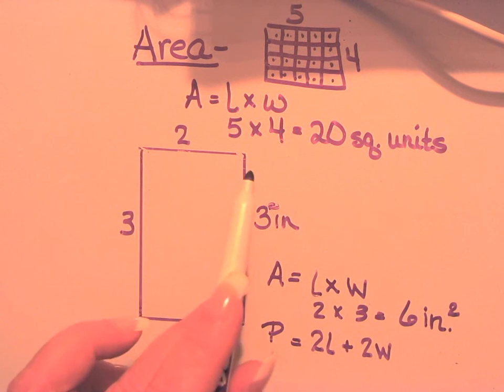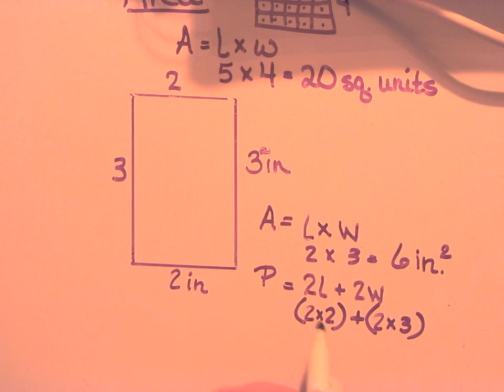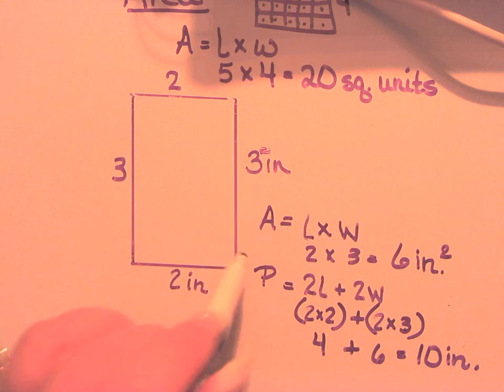So if I look at my length going across, it is 2. So we have 2 times 2. We'll put it in parentheses, plus my other width is 3, so we'll put 2 times 3. So we add those together. We have 2 times 2 is 4, plus 2 times 3 is 6, and that gives me 10 inches. We don't use the square abbreviation because it isn't squared. We're going around the outside.